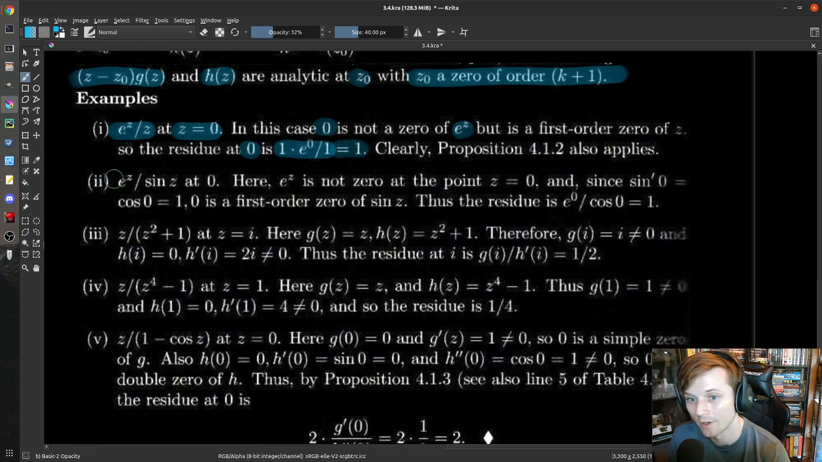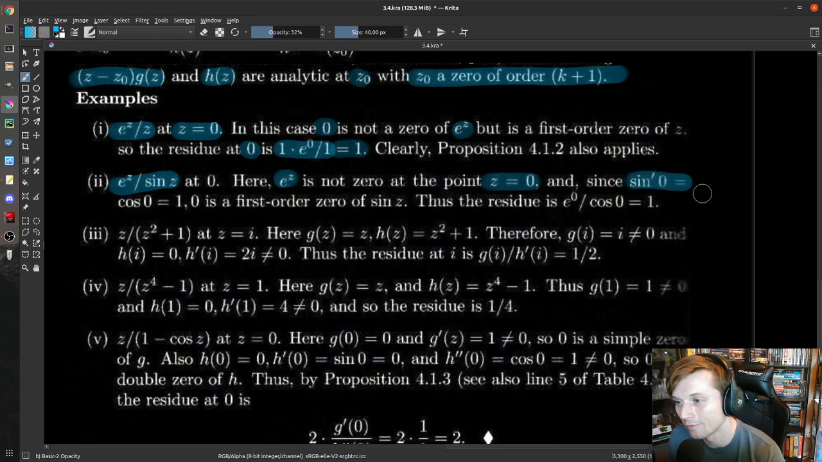Super simple. Okay, what about e to the z over sine z at 0? Here, remember, e to the z is not 0 at the point z equals 0, obviously, just like before. And since sine prime of 0, I hate that they write it like that, the derivative of sine z evaluated at 0, that is cosine of 0, is 1. 0 is a first order 0 of sine z. Easy. Okay, so the residue is top function evaluated at 0 divided by derivative of bottom function evaluated at 0. That's 1, once again.